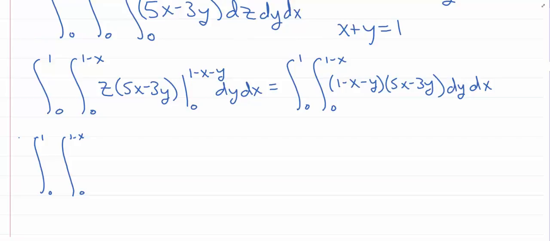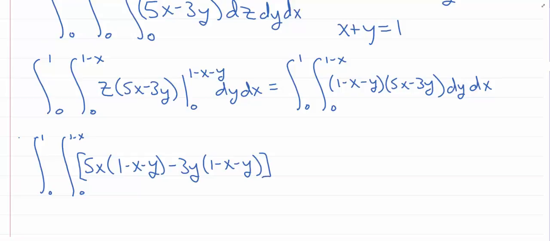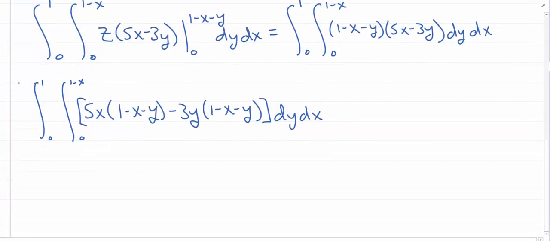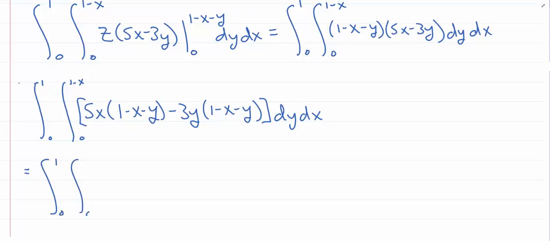I think what I'll do is distribute through. Here's 5x times 1 minus x minus y, minus 3y times 1 minus x minus y. So I'm just getting ready to integrate. I distributed the 1 minus x minus y through. Now let's see what I need to do further to make it easy on myself. Integrating 0 to 1 minus x, I distribute through and I get 5x minus 5x squared minus 5xy.